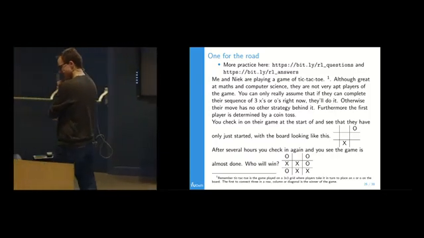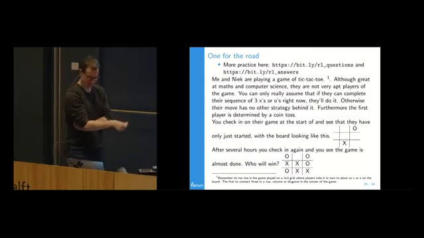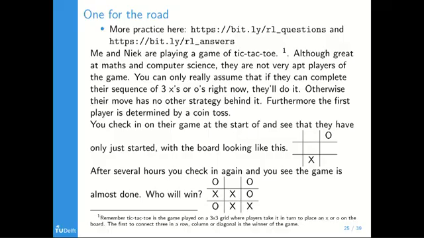I'll give you 1 minute to think about it now, but the rest of the thinking will have to happen later. You can, of course, discuss with your neighbor if you want, or just take a picture so that you can discuss it later.